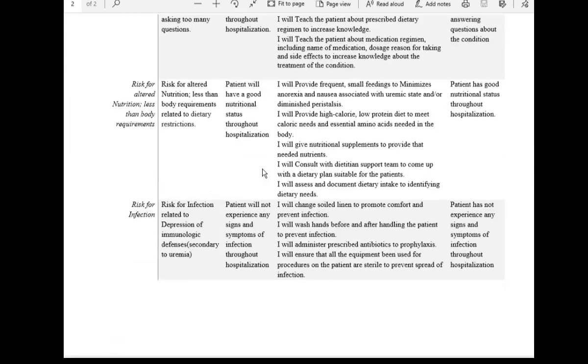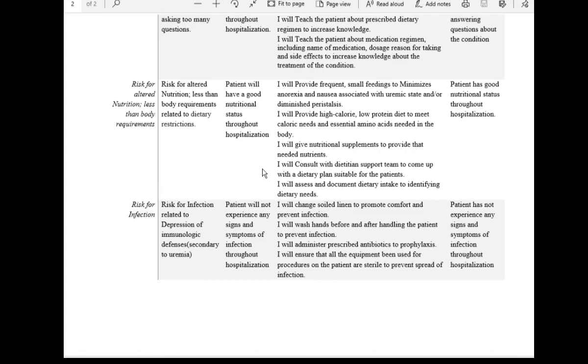We move to our fourth problem, which is risk for altered nutrition less than body requirements. So here you find that because the patient has uremia and all these other symptoms, there is usually anorexia, nausea, and sometimes vomiting in this patient. So there is a risk for the patient to develop malnutrition or nutrition less than body requirement. The nutrition will be altered.